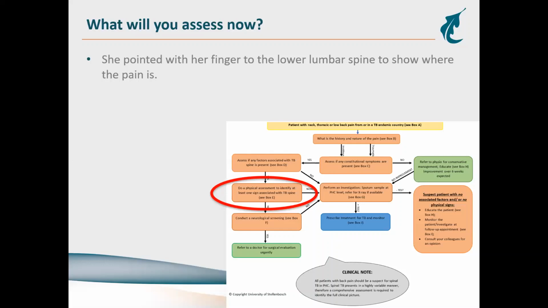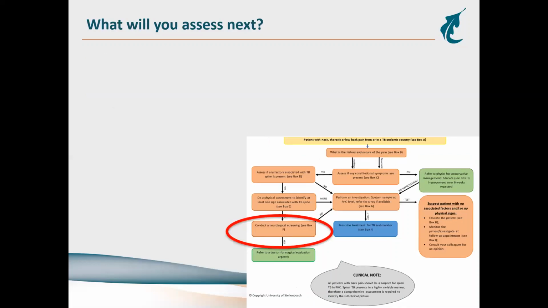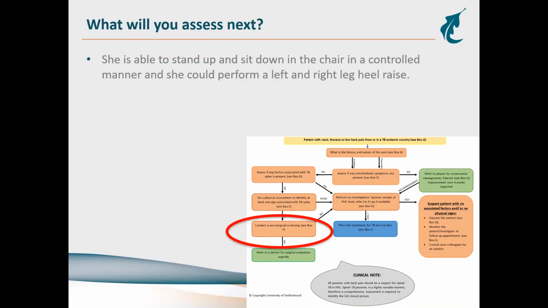So you do the physical assessment, and she is able to point exactly with the finger to the lower lumbar spine to show where the pain is. And upon the physical exam, she also had tenderness around the lower spine with palpation, and she struggled to bend forward and touch her knees. So she is very specific about where the pain is, and upon movement, she had pain as well. So you would move on to the next assessment, which is your neurological assessment.